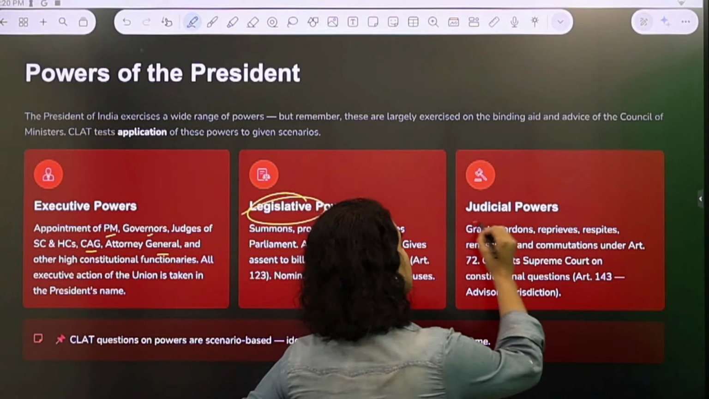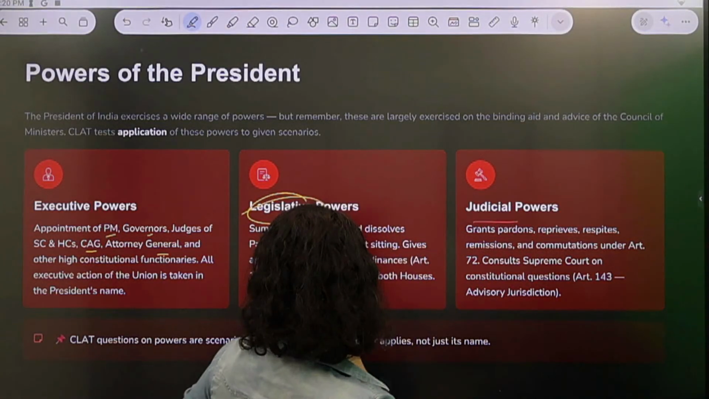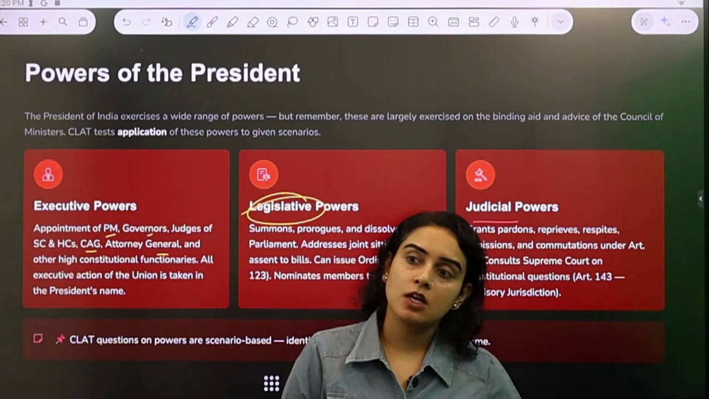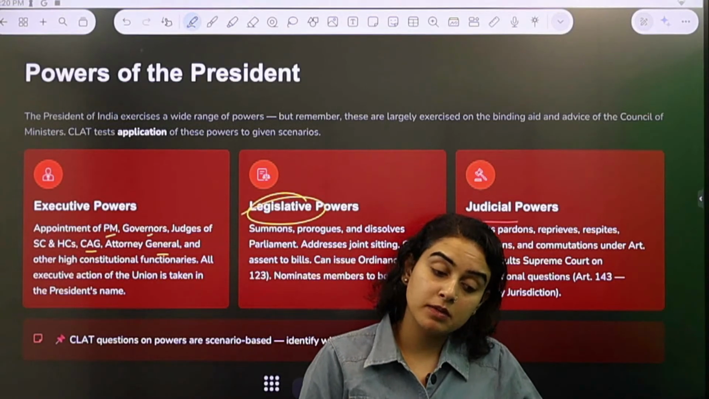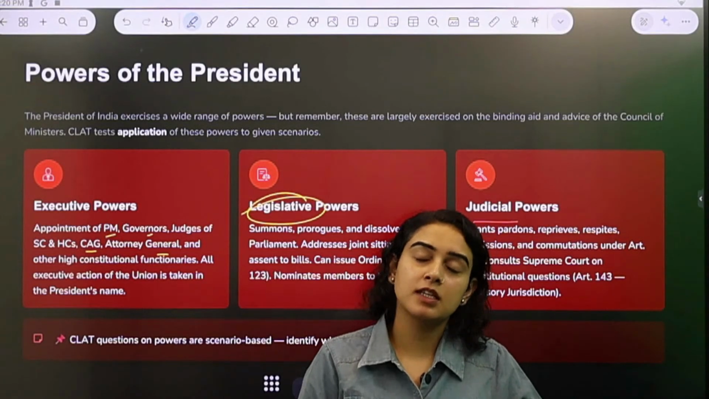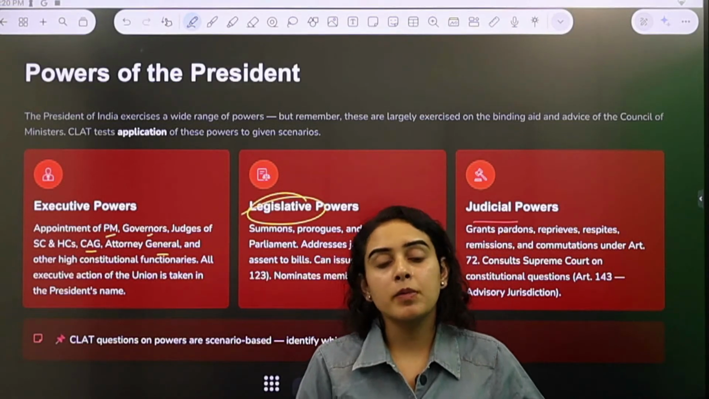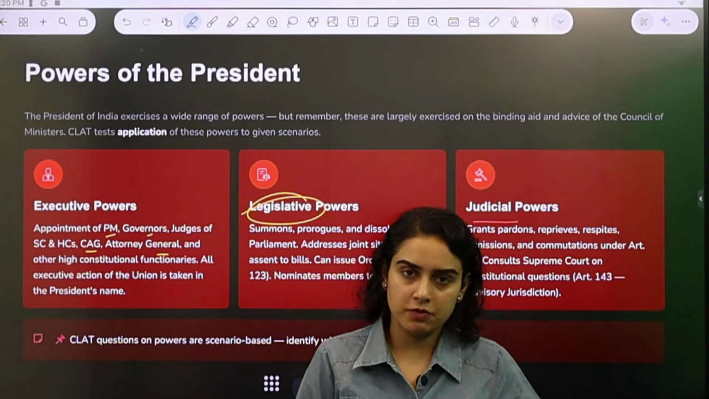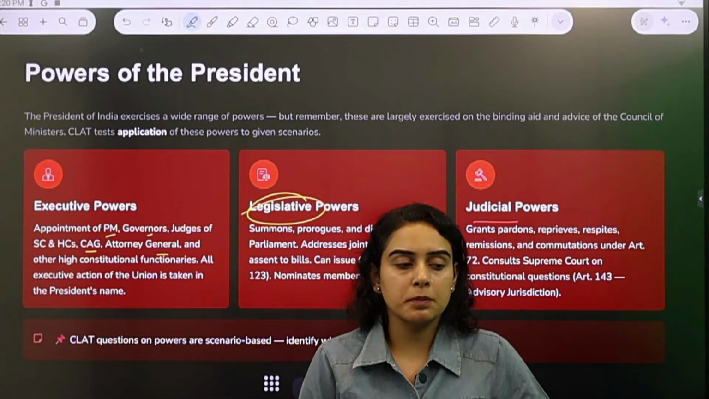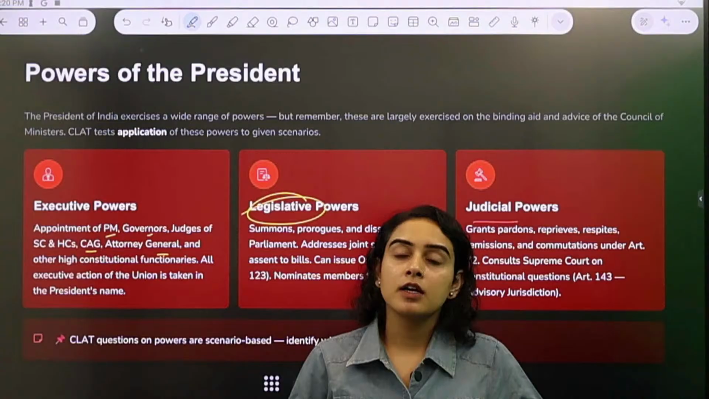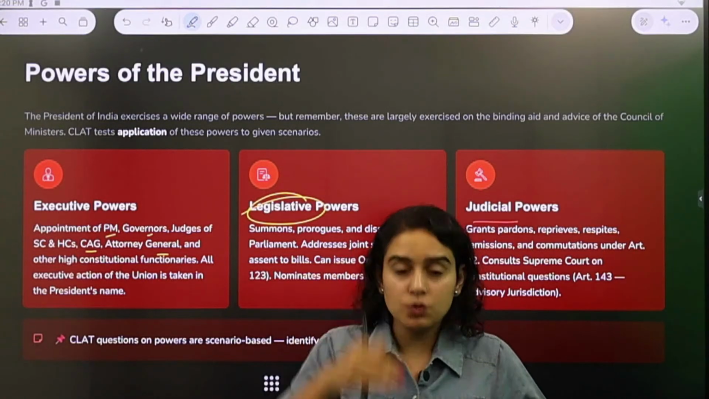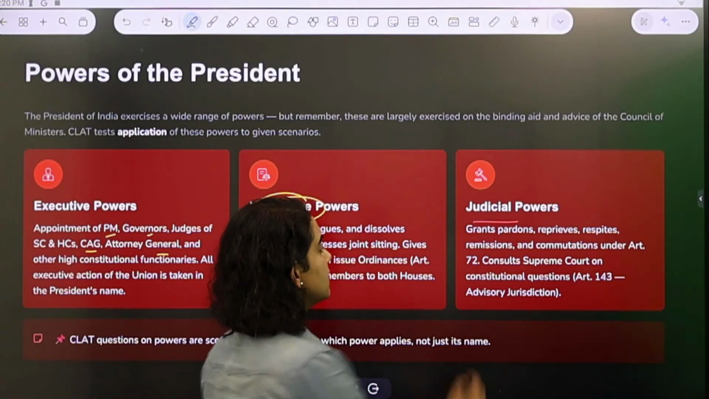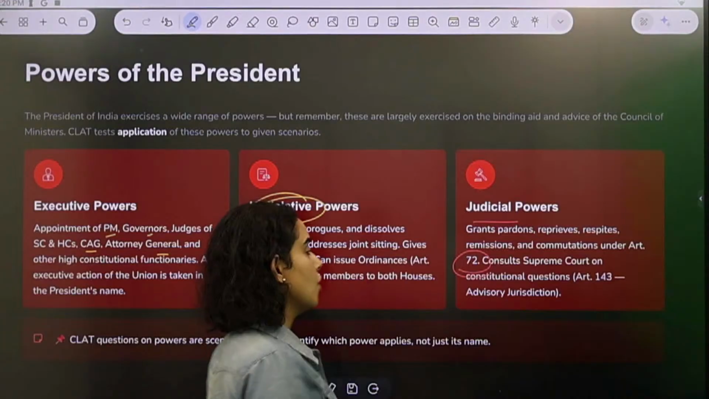Then you have judicial powers. Judicial powers here basically means to give justice. So yes, the governor and the president also have some judicial powers, but they do not have the power to punish someone. They have the power to pardon, to forgive, to probably reduce the punishment. They cannot give more punishment, but they can reduce the existing punishment. They have the pardoning power, right? And it is given to us under Article 72 of the Indian Constitution.